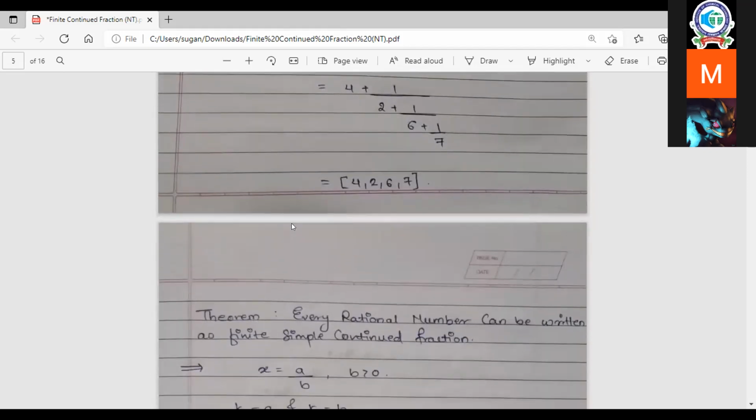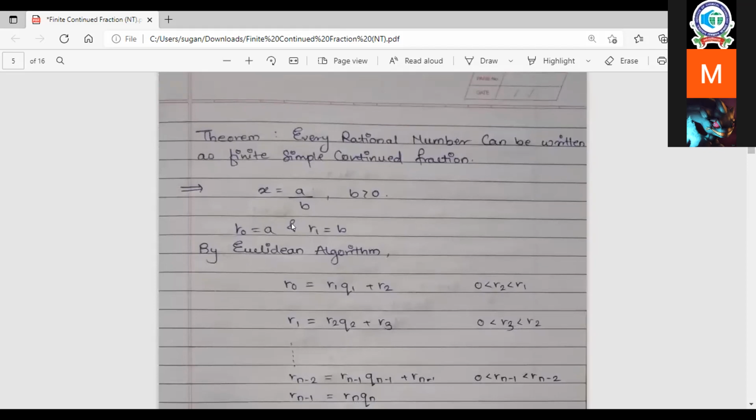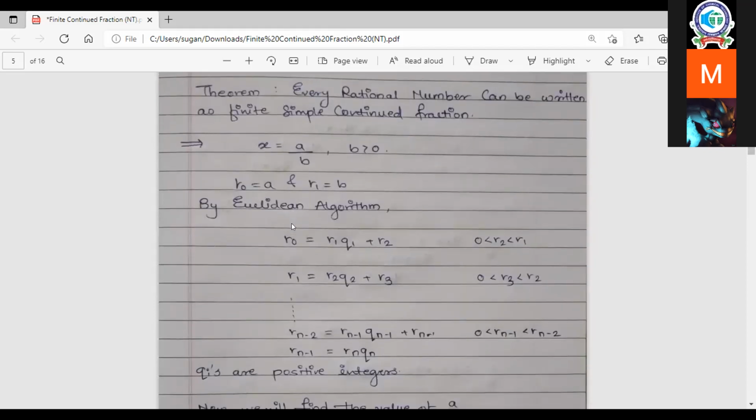So there are some results for rational numbers. First is that every rational number can be written as a finite simple continued fraction. So let x be a rational number, of the form a by b, where b is not 0. Without loss of generality, we take b greater than 0. Now recall the extended Euclidean algorithm. We know that R0 is a and R1 is b.